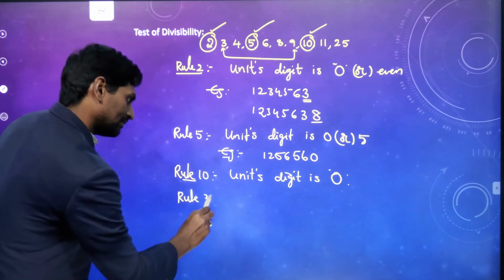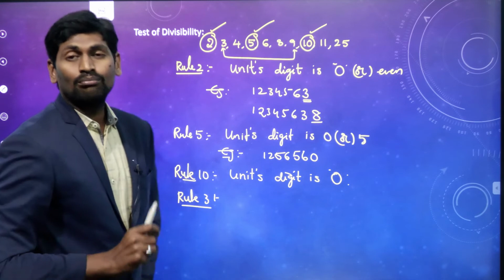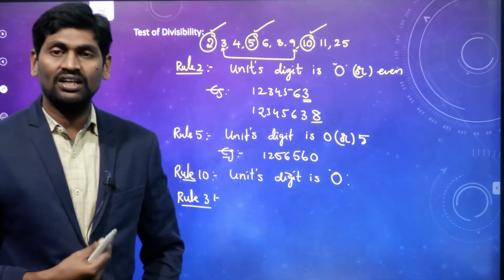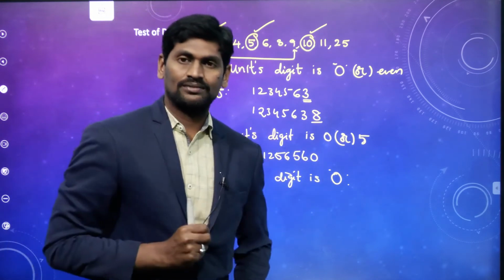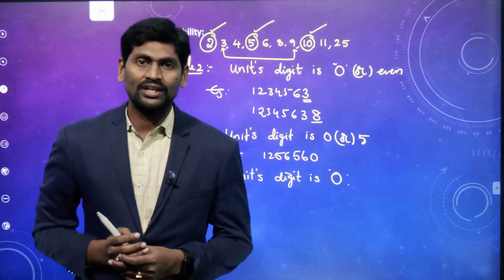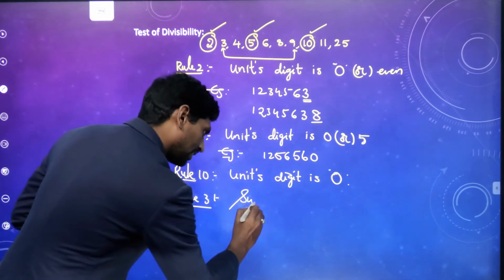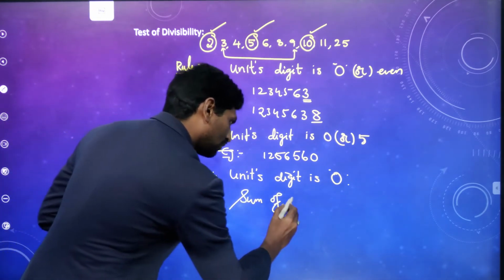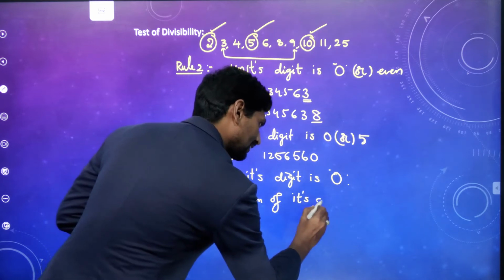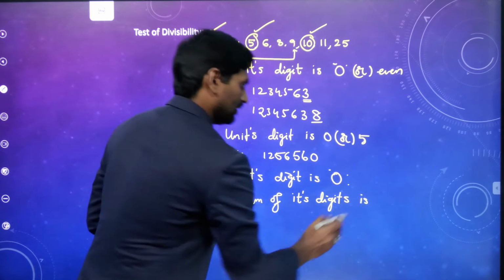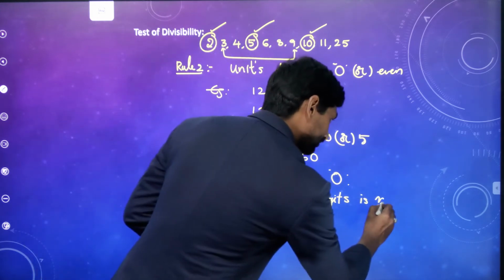Rule 3 is simply the sum of the digits of a number. The sum of the digits of a number is a multiple of 3. I am writing here: sum of its digits is a multiple of 3.